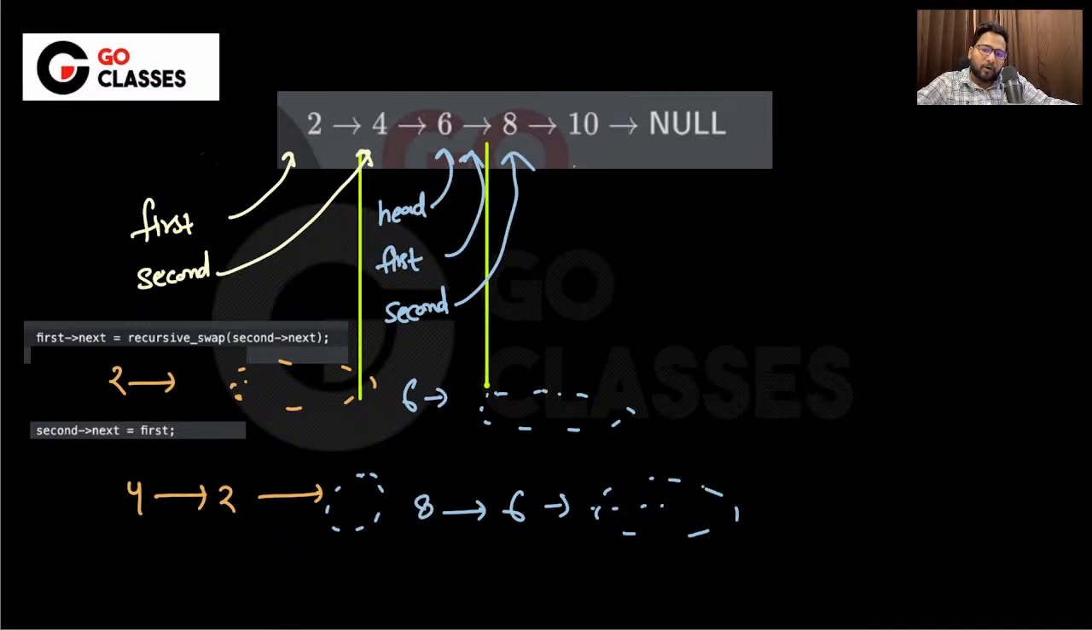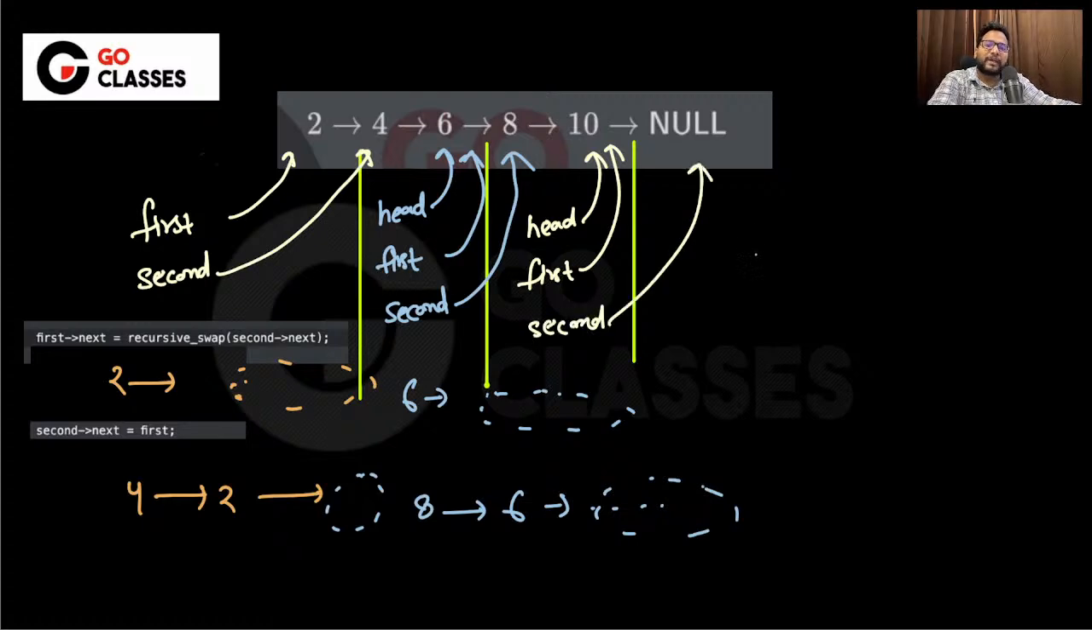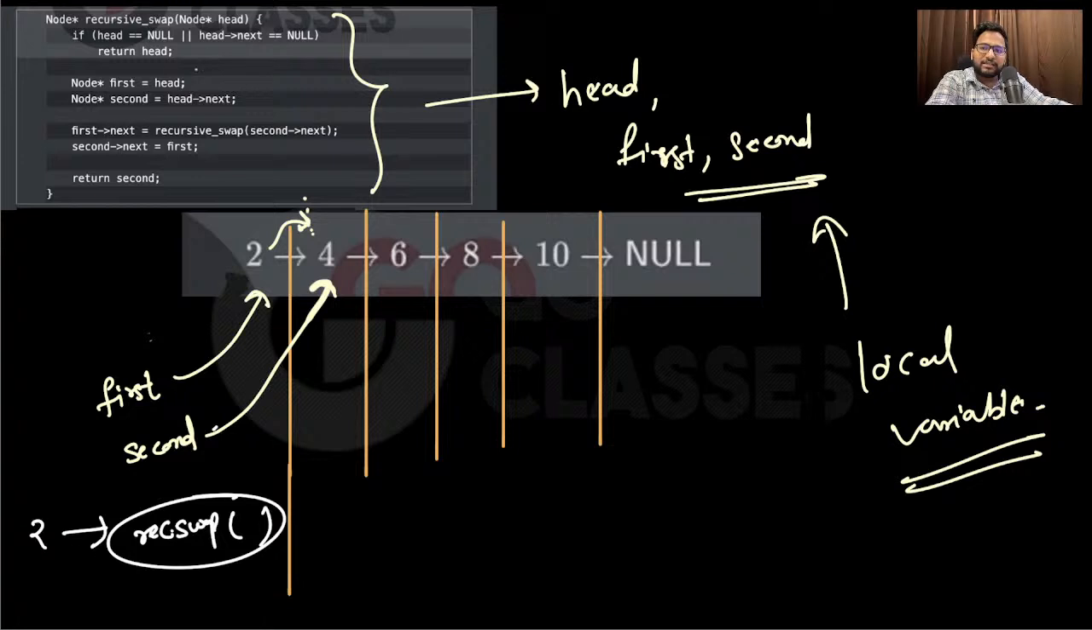Now second next is actually 10, right? So I will now be calling with the head, which is 10. Now head is 10, which means first is 10, and which means second is null. In the recursive call, the base condition says the head is null or head next is null, which means either there is no node in the linked list. Head null means there is no node, the linked list is empty. Head next null means what?